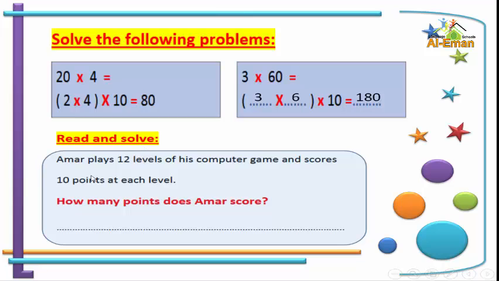Read and solve. Ammar plays 12 levels of his computer games and scores 10 points at each level. How many points does Ammar score? 12 times 10 equals, first 12 times 1 equals 12, and put 0 to the right. The product became 120 points.